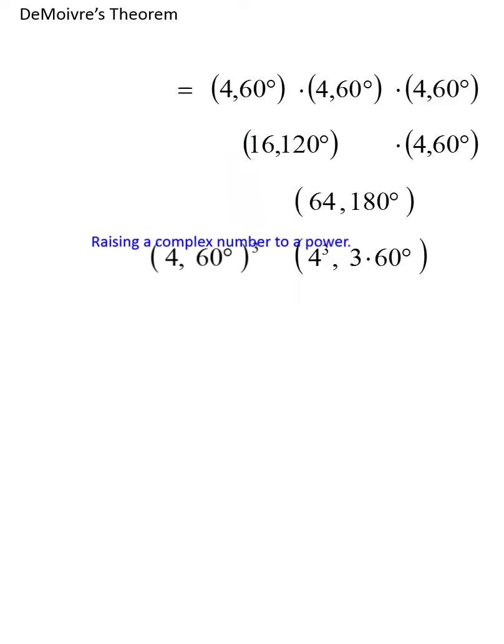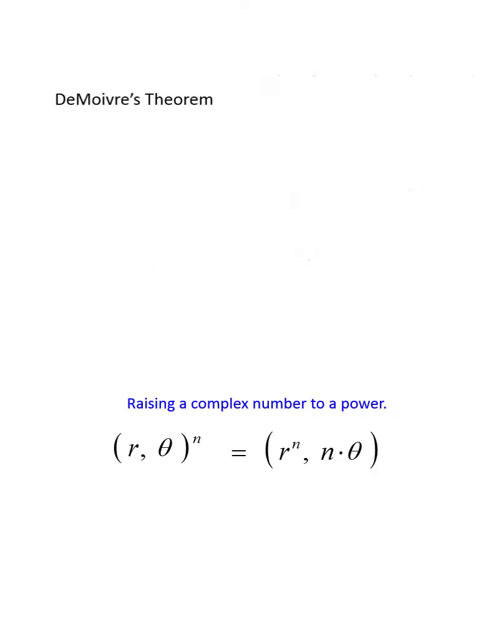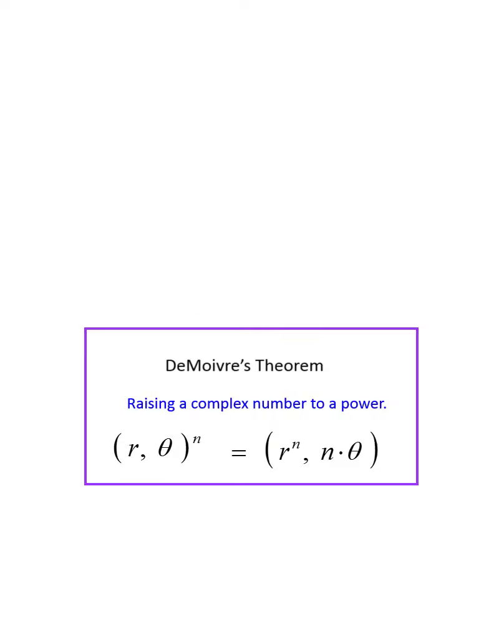De Moivre realized that if you're raising a complex number to a power, let's just generically call it this, that you can raise the modulus to that power and multiply the angle by that power. And that was de Moivre's ultimate discovery. And finally, we have achieved de Moivre's theorem.